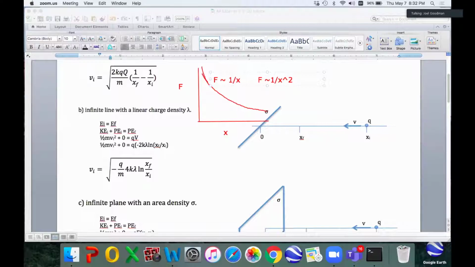Now, I think you've probably talked about this in your math class. If I go from an infinite distance and I approach this wire, the area under this graph, 1 over x, will be infinite. The area under the 1 over x squared graph will be a finite value. Does anybody know what I'm talking about?